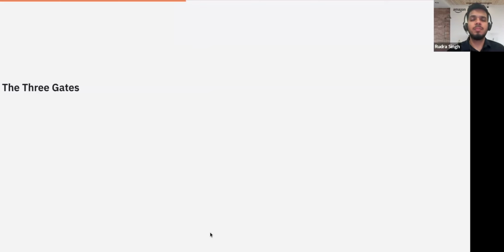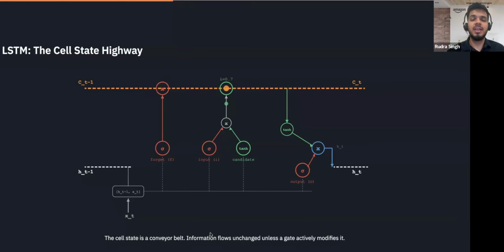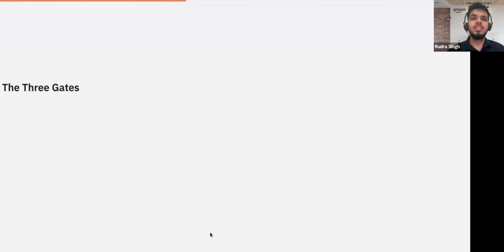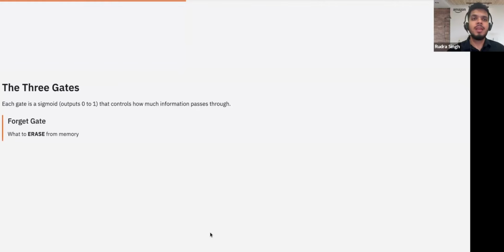Now, as you can see, these are the three gates that control the LSTM. Each gate is a sigmoid that outputs a number between 0 and 1, and the number acts like a dial controlling how much information is allowed to pass through at that moment. The forget gate decides what to erase and how much to erase. If a customer moved to a new city, would you want to forget the old address or would you want to keep it? In an ideal scenario, you would want to forget the old address so it doesn't interfere with future recommendation, and this is decided using the forget gate.